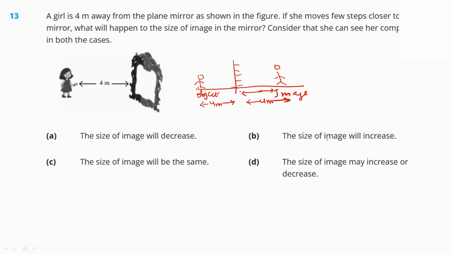So our answer is going to be that the size of the image will remain the same as well. The size as well as the distance remains the same. There is no change in size, and there is no change in distance also. So option number C is the correct answer. The size of the image will remain the same.